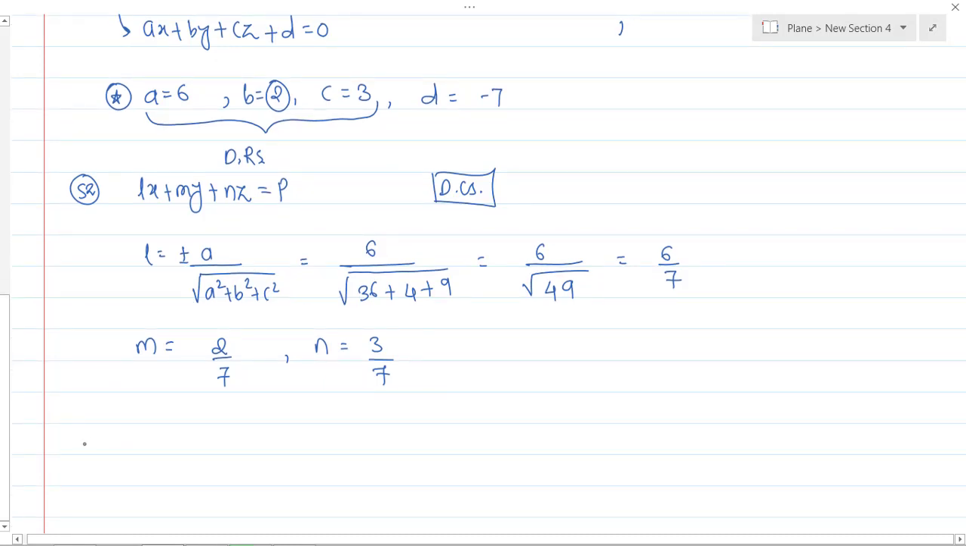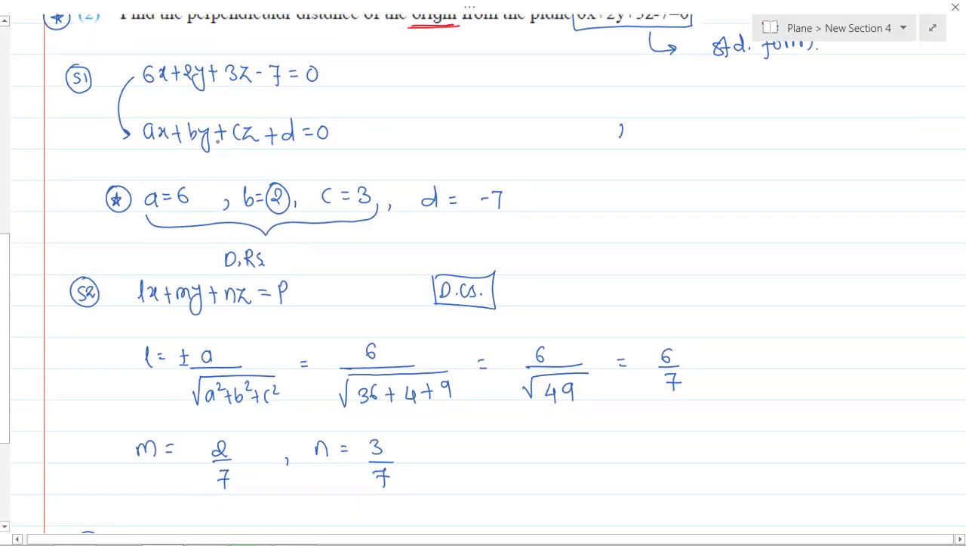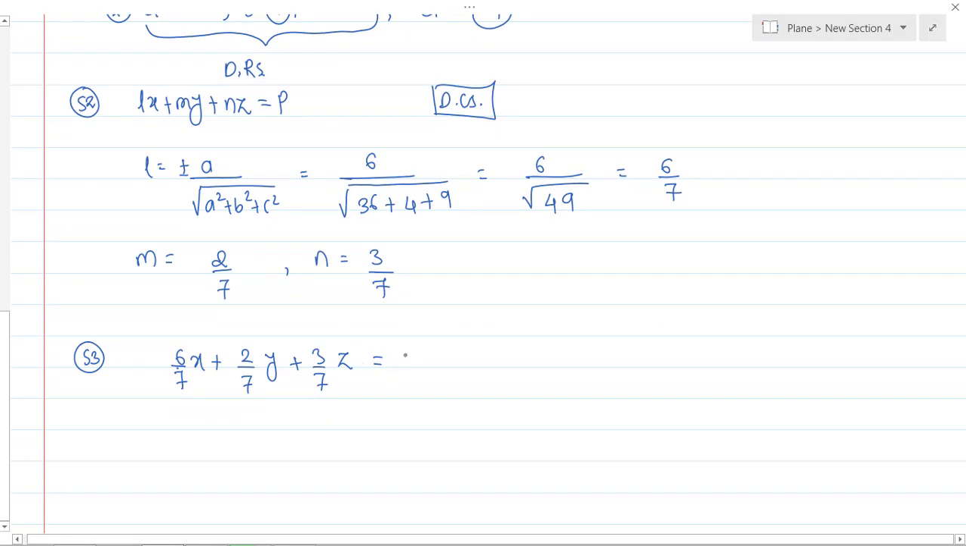So step number 3 is now, it is L. How much is L? It is 6 by 7, into X, plus M, that is nothing but 2 by 7 Y, and Nz, which is plus 3 by 7 Z, is equal to P. Okay, so what we have here is a minus 7. So let's take that to the right hand side. So if I take that to the right hand side, I will get the 7. So it is again divided by 7.